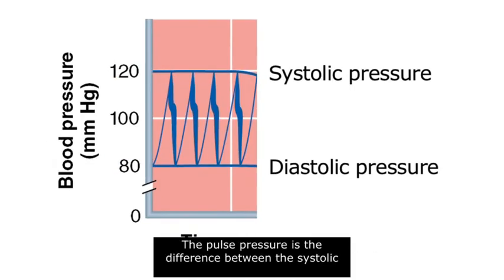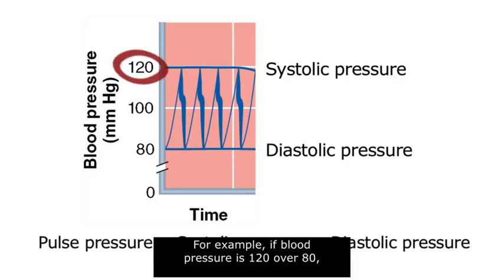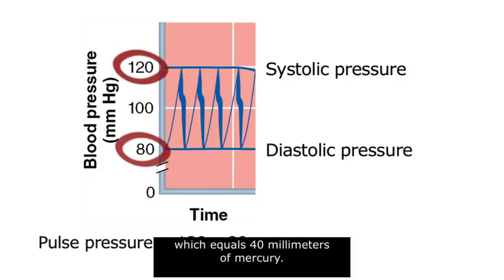The pulse pressure is the difference between the systolic and diastolic pressures. It reflects the additional pressure in the arteries when ventricles are contracting. For example, if blood pressure is 120/80, pulse pressure is 120-80, which equals 40 millimeters of mercury.